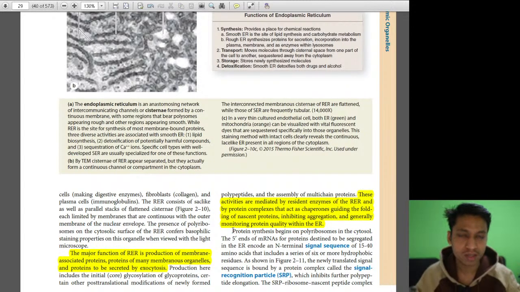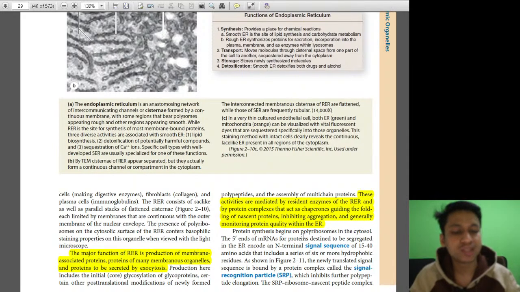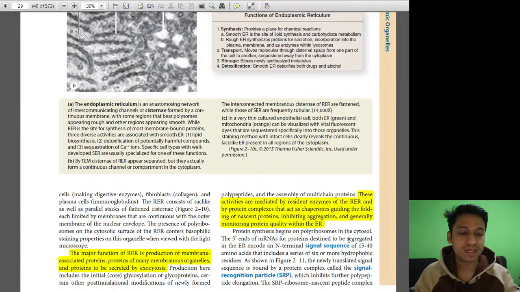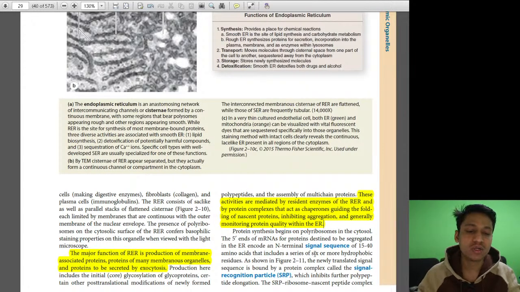Okay, so protein synthesis. Protein synthesis begins on polyribosomes in the cytosol, that is in the cytoplasm. The 5' strand of the mRNA for protein destined to be segregated in the ER encodes an N-terminal signal sequence of 15 to 40 amino acids that includes a series of 6 or more hydrophobic residues.